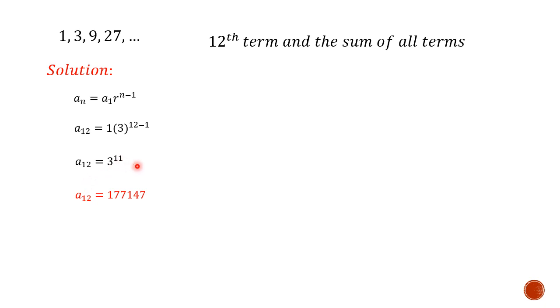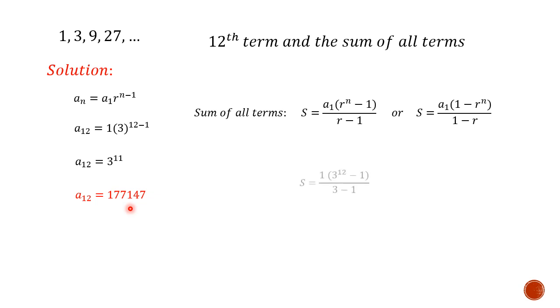And to total this, we got a sub 12 is equal to 177,147 as our 12th term. Getting the sum of all terms, so, a sub 1 natin is 1, r natin is 3, raised to n, yung n natin is 12. So, yan, plug lang natin yung value na meron tayo. So, s is equal to 1 multiplied by 3 raised to 12 minus 1 all over 3 minus 1. And we'll have 265,720 as the sum of all terms simula sa first term hanggang 12th term.